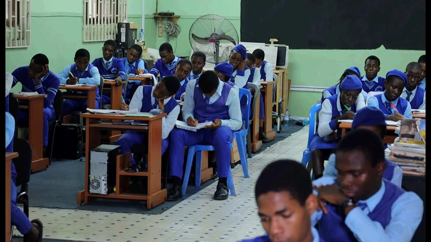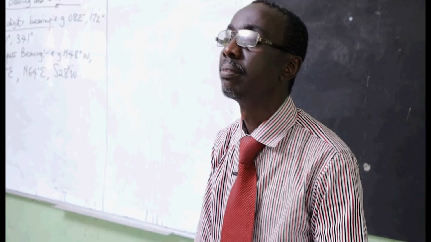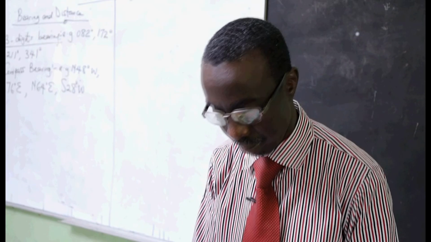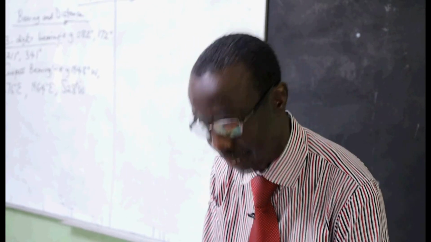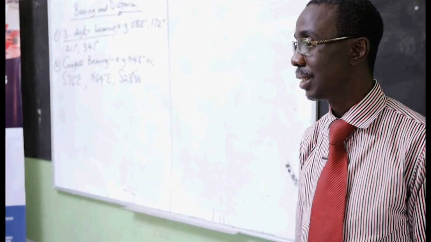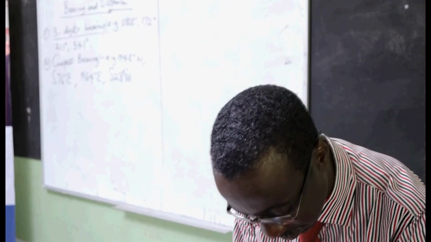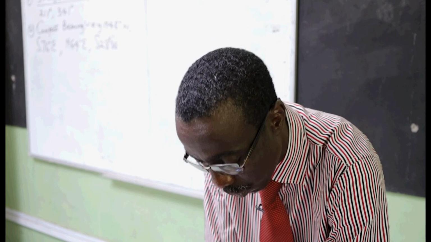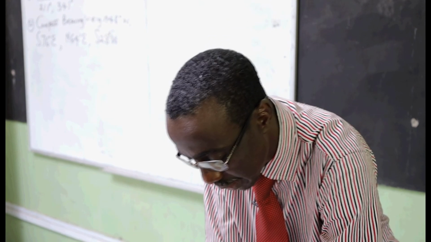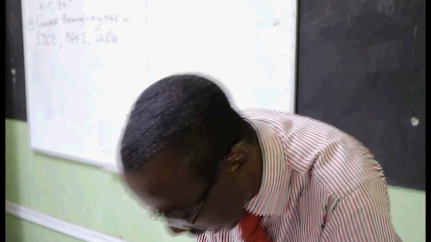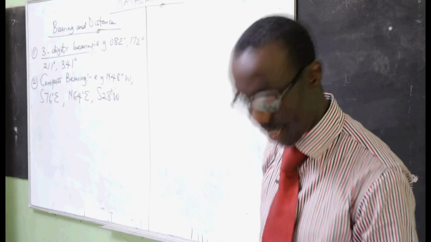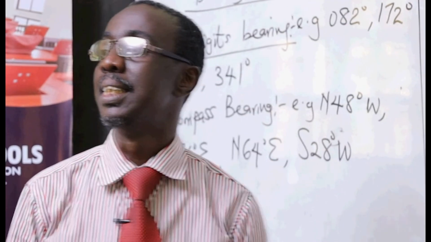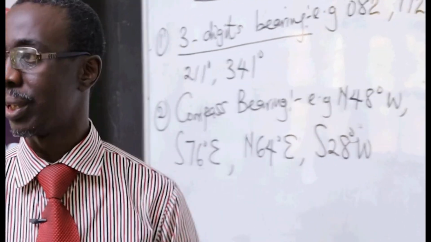Full stop. Calculate A, the distance XZ, correct to 2 decimal places. B, the bearing of Z from X, correct to the nearest degree. Are we on the same page? Yes, sir. All right. With that, we will quickly look at the first important thing.